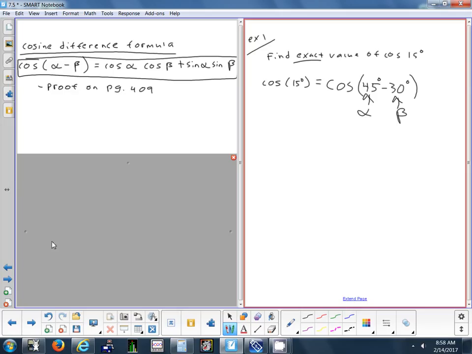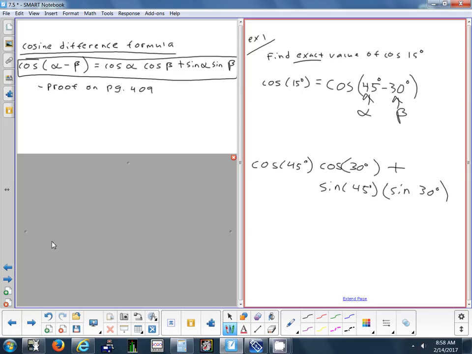So it's going to be cosine, what's going to go here? Cosine 45 times cosine of 30, and then plus sine of 45 and sine of 30. Right, so we've got all those four terms, and every one of these comes out to an answer we should know.